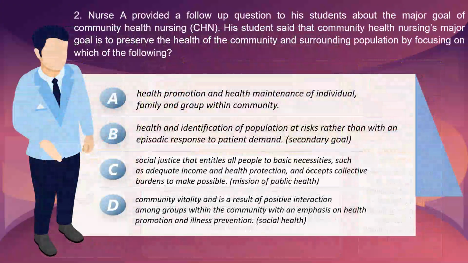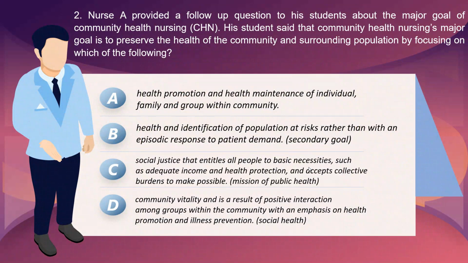Number two, Nurse A provided a follow-up question to his students about the major goal of community health nursing. His students said that community health nursing's major goal is to preserve the health of the community and surrounding population by focusing on which of the following: A, health promotion and health maintenance of individual, family, and group within community. Letter B, identification of population at risk rather than with an episodic response to patient demand. Letter C, social justice that entitles all people to basic necessities such as adequate income and health promotion and accepts collective burdens to make possible. And letter D, community vitality as a result of positive interaction among groups within the community with an emphasis on health promotion and illness prevention.